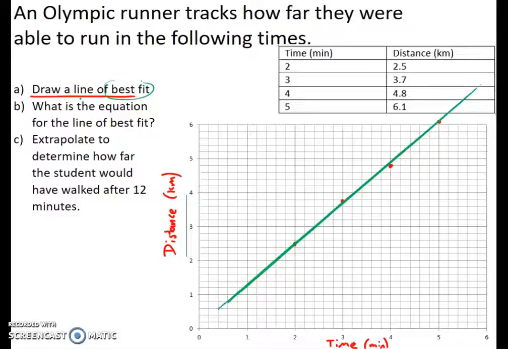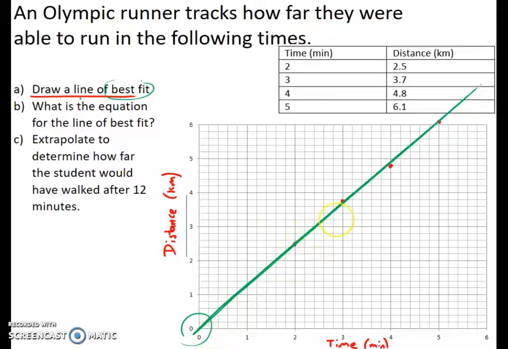So now the next question is, what's the equation for the line of best fit? If your line runs through the y-axis, you can easily see where it runs through the y-axis. Then it might be a little bit easier to find the equation of best fit. But I'm going to assume that you're not sure what the y-intercept is.